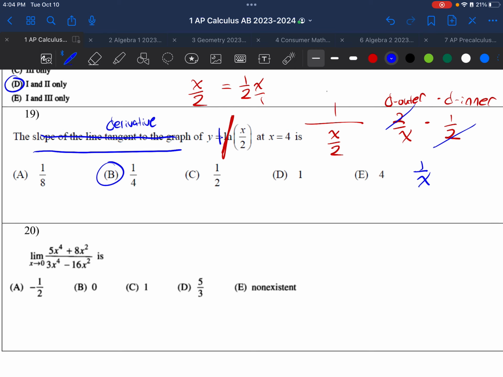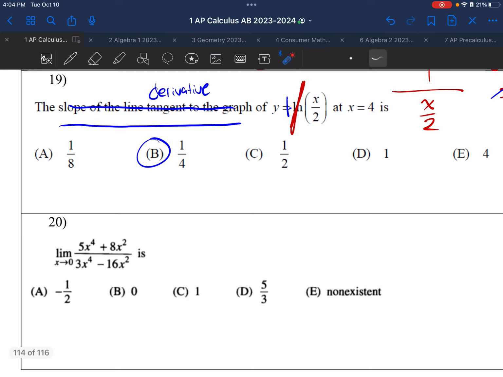All right, our final question on the pretest is number 20. And it looks like I'm plugging in 0. Whenever I have a limit, you plug in 0. When I plug in 0, I'm going to get 0 plus 0 divided by 0 plus 0. I get the indeterminate form 0 over 0. Whenever you have 0 over 0, your first choice is to factor, cancel, plug in. Your second choice is probably hotbox. And third choice is L'Hopital's rule. But this one is a factor, cancel, plug in because it actually can be factored.